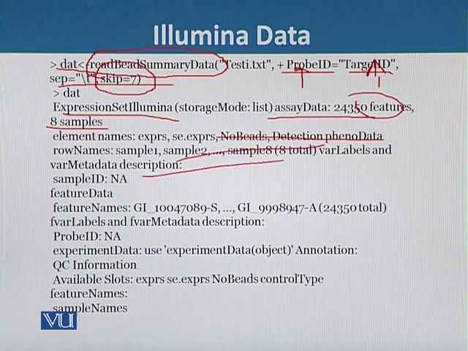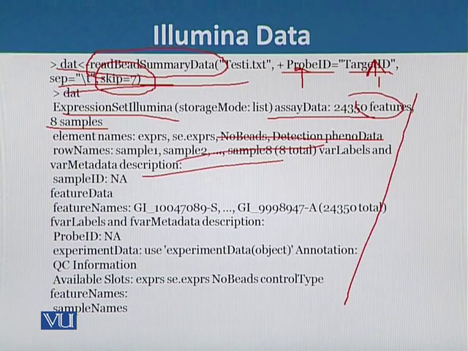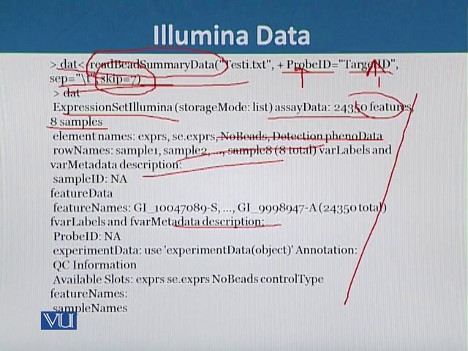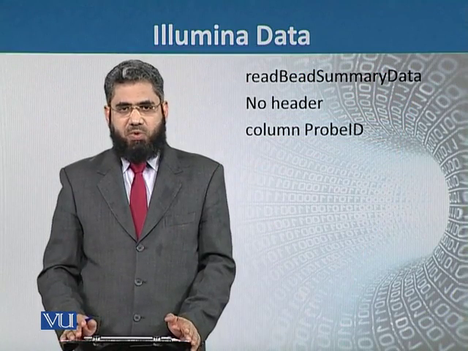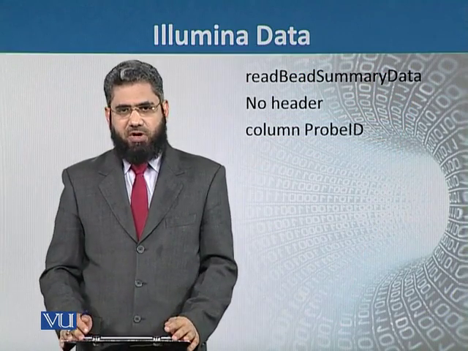It's a long piece of information that is present in this Illumina data, and this data can be imported into the R program by using this command, read bead summary data. We can see the features of this data by reading all of these features that are present. So by using this command, we can import the Illumina data also in the R program. We have used the read bead summary data command to import the Illumina data into the R program.